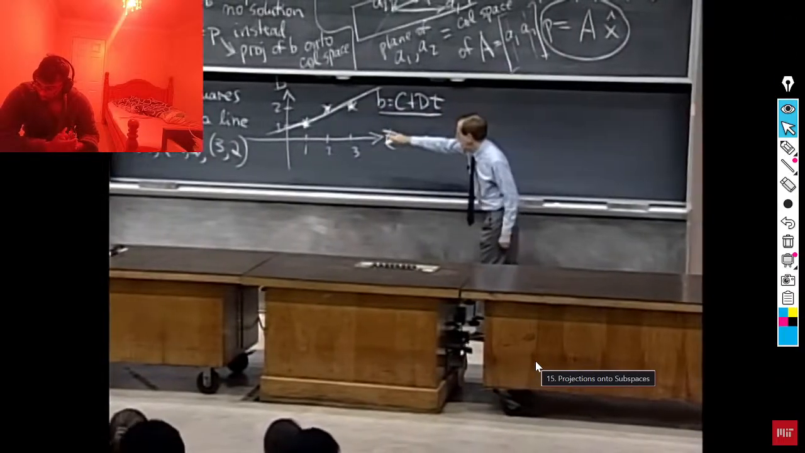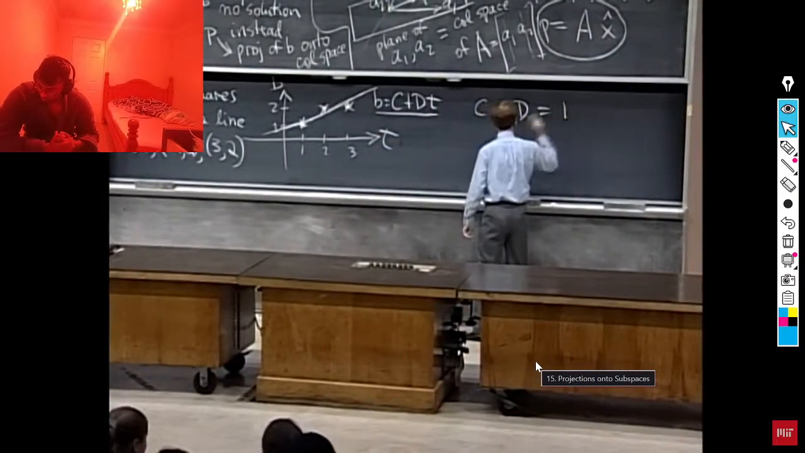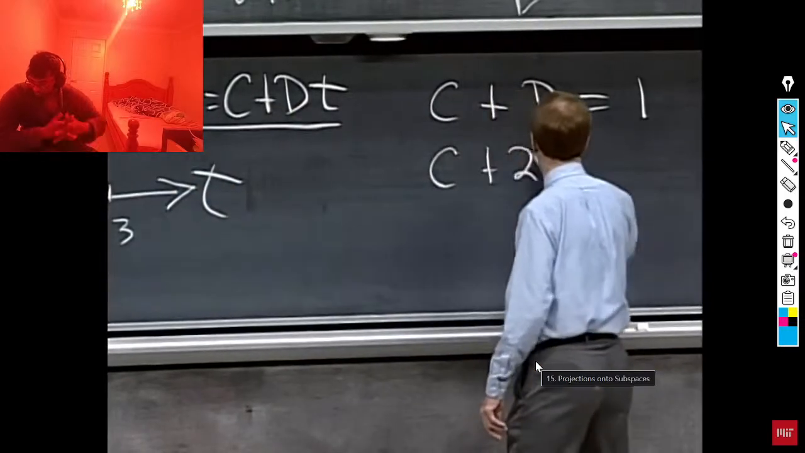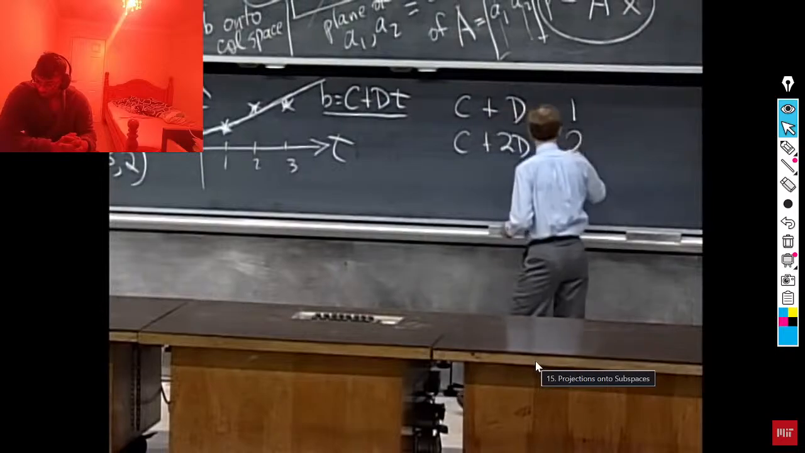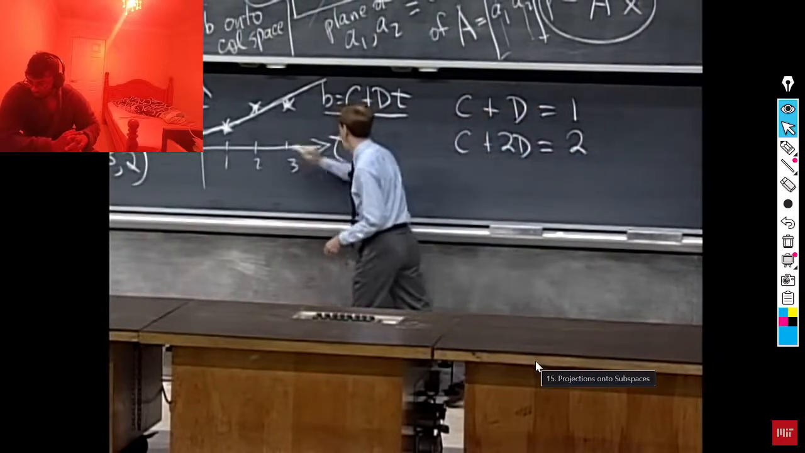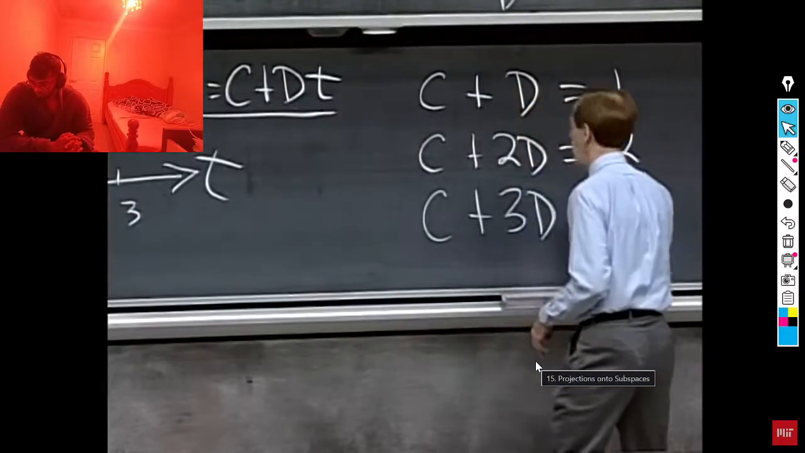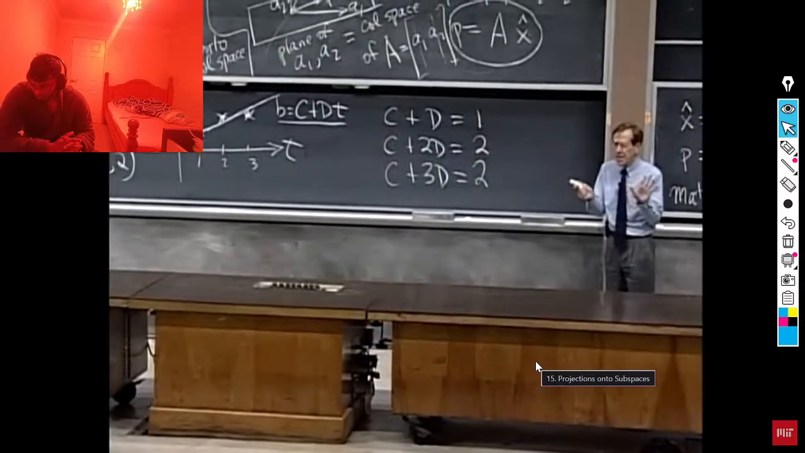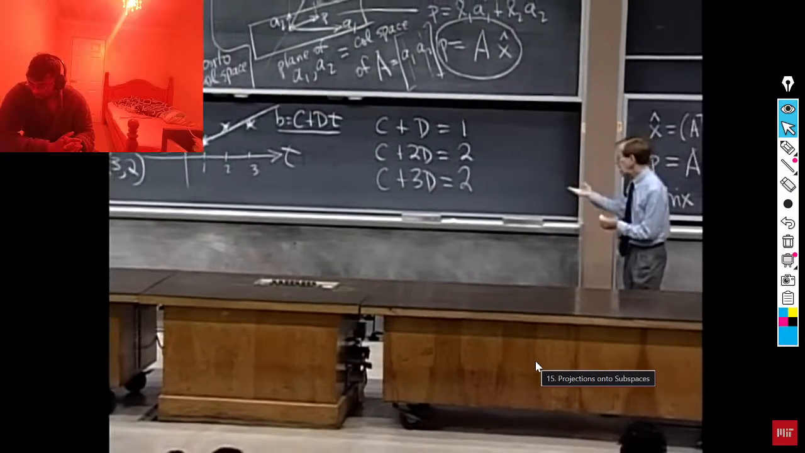That first point has T equal to 1, so that would say C plus D equals 1. This is the 1, 1. The second point, T is 2, so C plus 2D should come out to equal 2. But I also want to get the third equation. T is 3, so C plus 3D equals only 2. That's the key, is to write down what equations we would like to solve but can't.